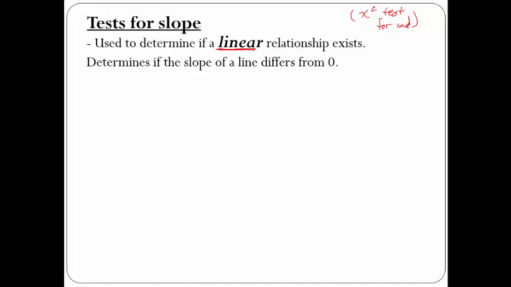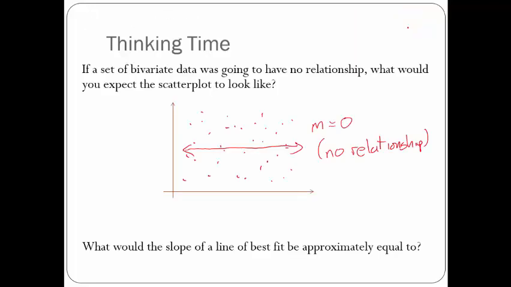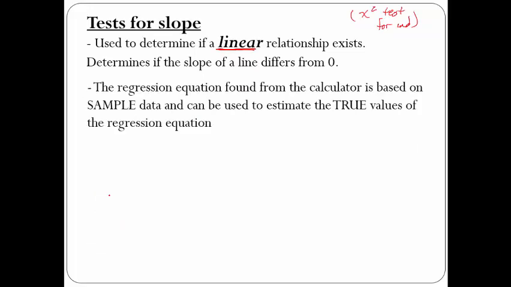And really what we're doing is asking, is the slope different from 0? In other words, if there's a positive relationship, we'd see a positive slope. If there's a negative relationship, we'd see a negative slope. Or, if there's no relationship, there's no slope.